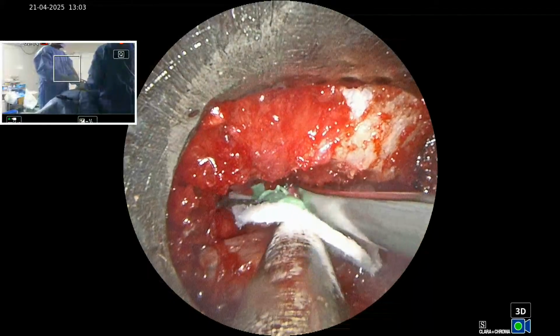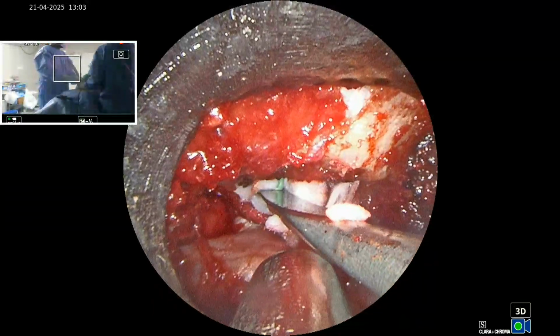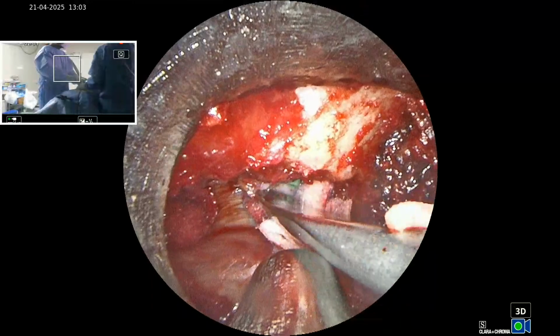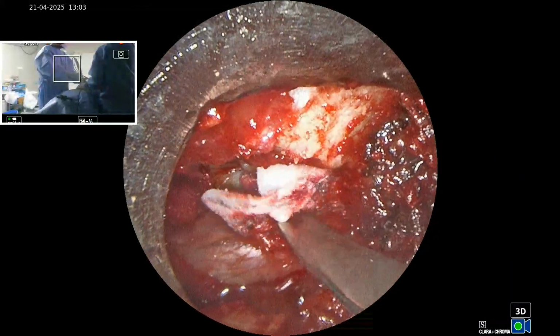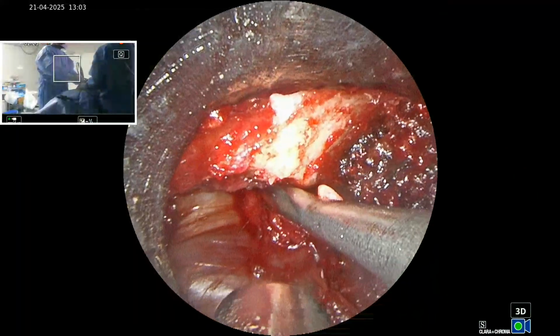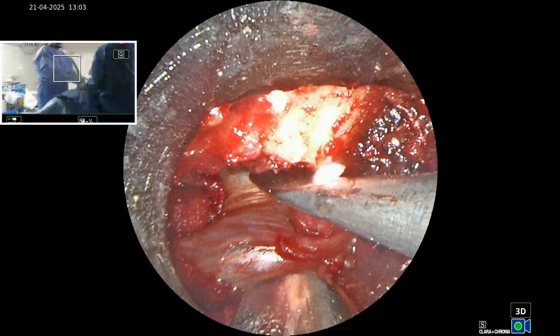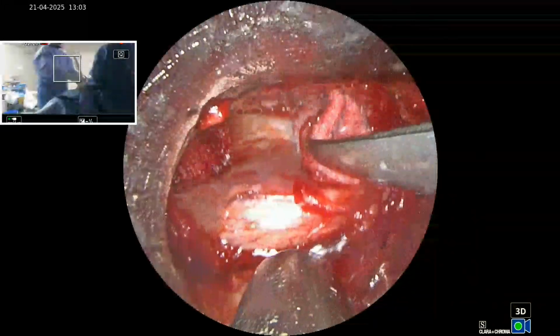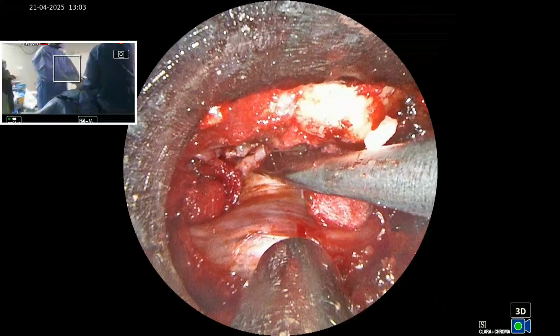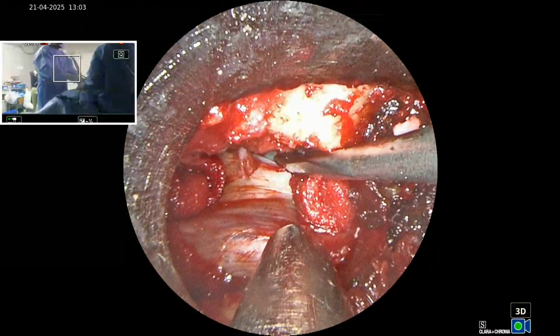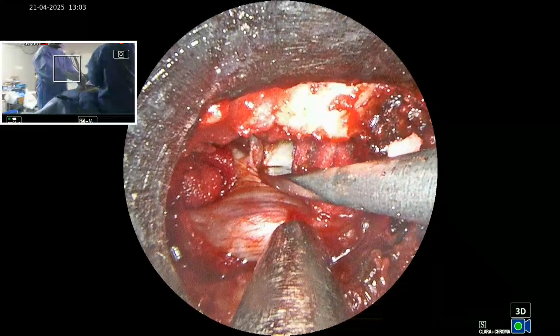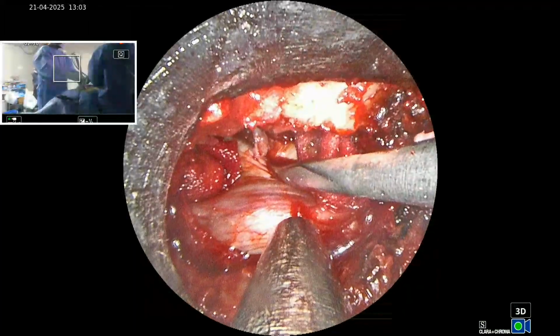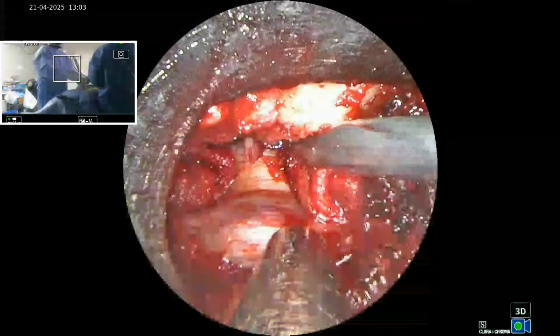Now we have changed the patty, taken a new one, putting that shoulder of the nerve root. Very tight. And this is my nerve root here. Putting the shoulder of the nerve root. This is the disc phase. This is the disc material here. This is the disc one.